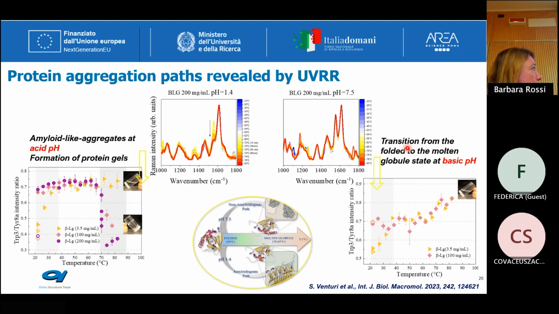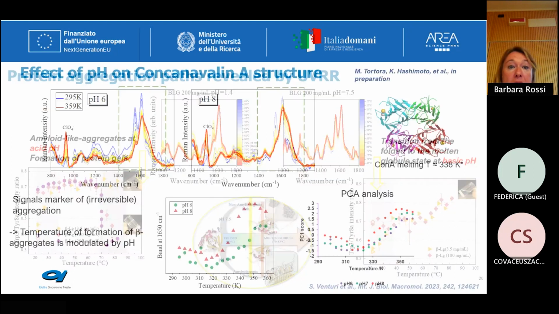From the other side, if you use basic pH, we observe another type of transition for the protein from the folded to the molten globule state, that is marked by a different behavior, in particular by the increment of the intensity of these signals. So the intensity of these signals is representative also of different processes occurring in the protein.